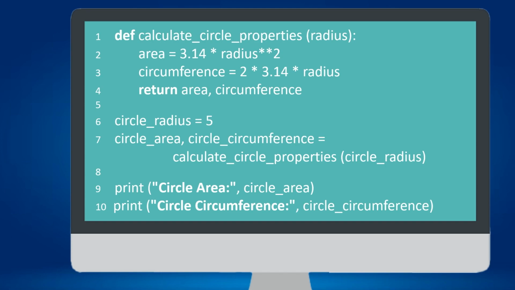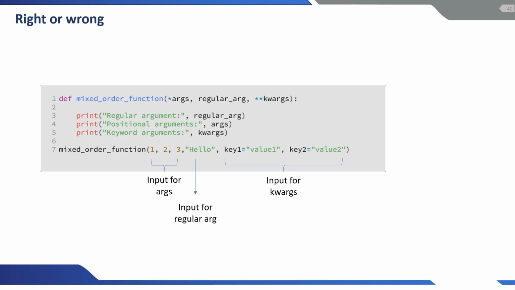Of course this feature is quite handy if you need multiple pieces of information from your functions. For example here, this function calculates circle properties. It will return two values, which are area and circumference. Here we receive the value of circle area and circle circumference, and then we print each of these variables individually. You may pause this video and see what is the issue with this code snippet.